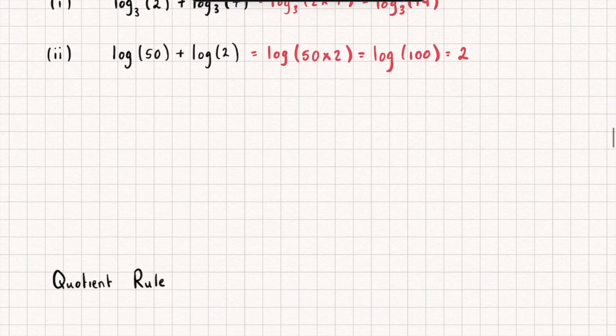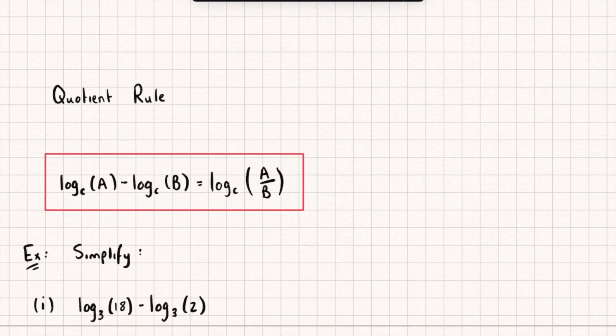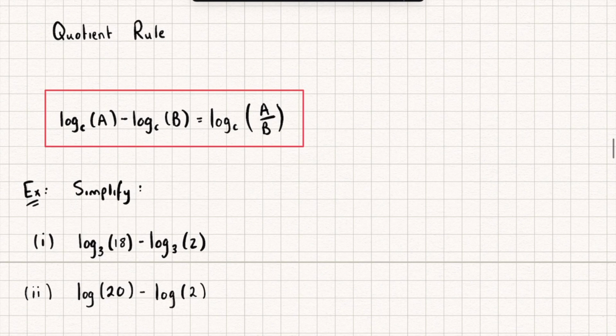The next one we're going to look at is the quotient rule, which says if I have two logarithms and I'm subtracting one from the other, then we can just divide their arguments. And again, in a similar way to before, I need the bases to be the same for this rule to work. So let's look at a couple of examples using this quotient rule.